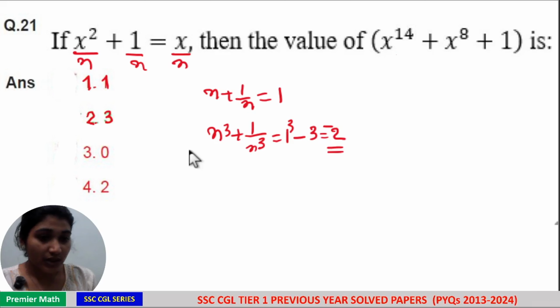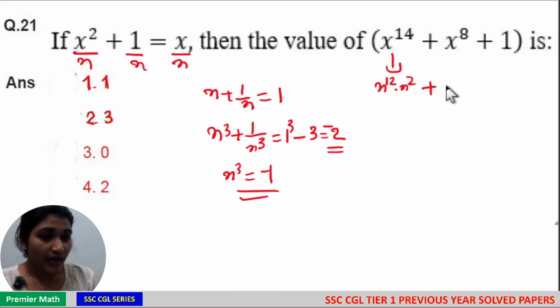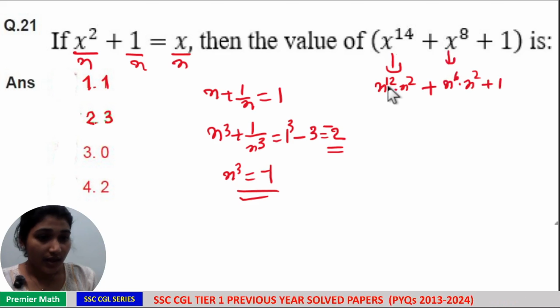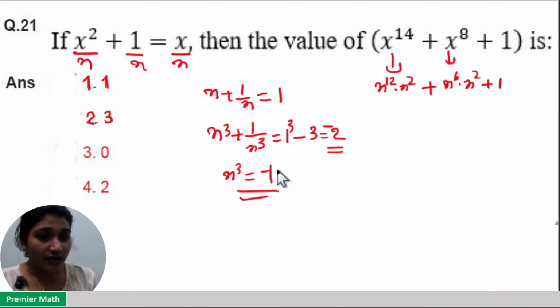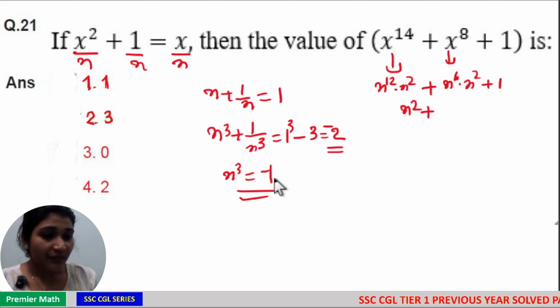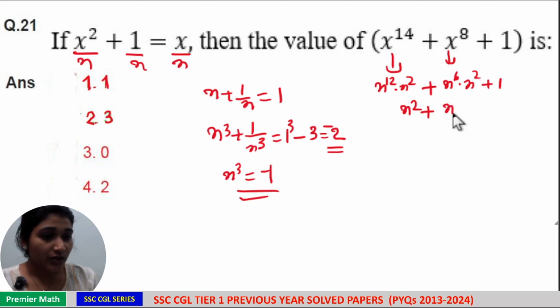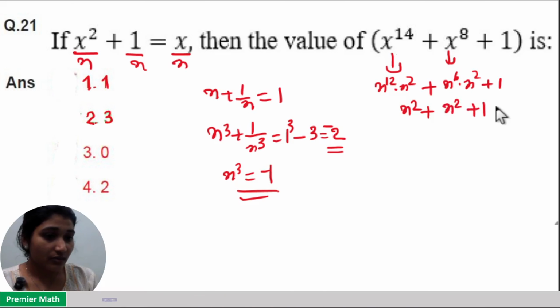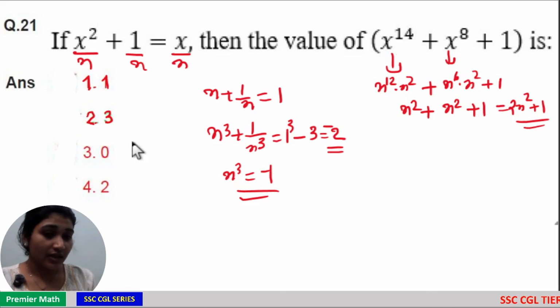Now here x raised to 14 is x raised to 12 into x square, and x raised to 18 is x raised to 6 into x square. Now x raised to 12 means x cube the whole raised to 4, that is minus 1 raised to 4, which is 1, and here we have x square. And x raised to 6 means x cube the whole square, that is minus 1 the whole square, which is 1. So here again x square plus 1. So 2x square plus 1 is our answer.